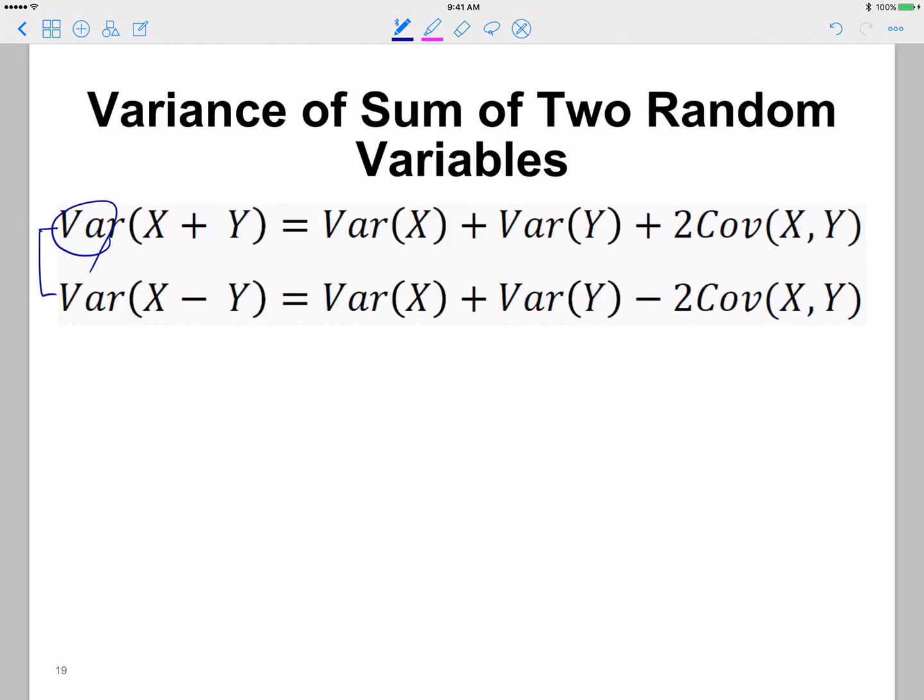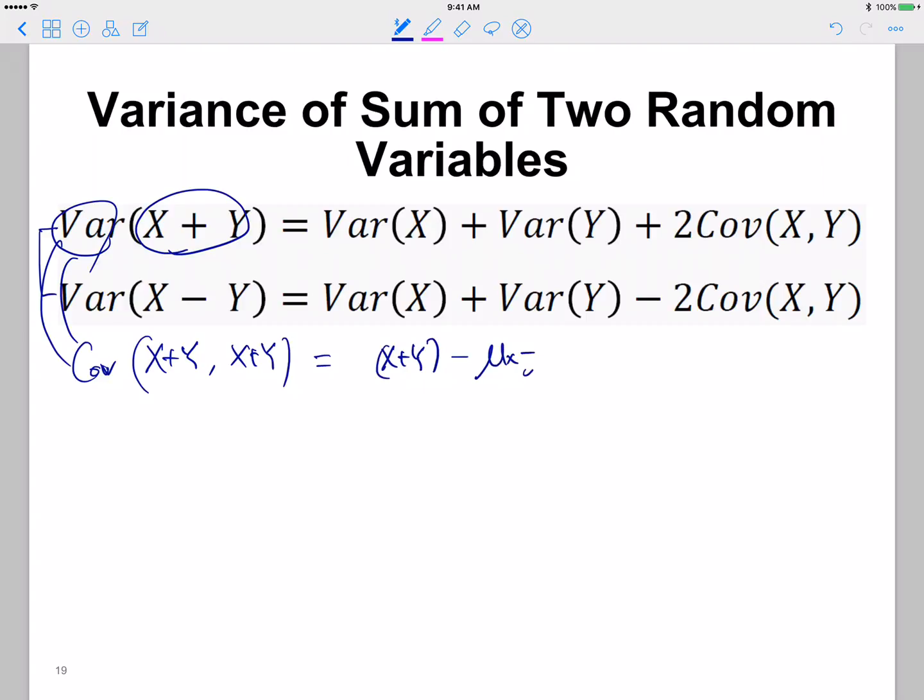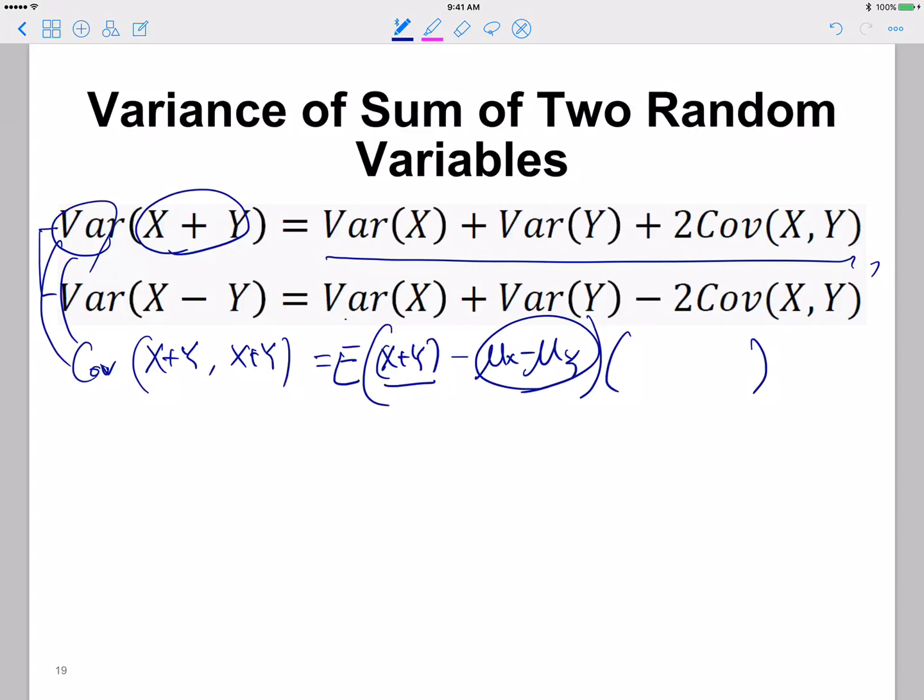So we now consider the variance of x plus y. We have the two variables x plus y, and its covariance is the same as this variance. We think of mu x plus mu y, because this part will be the mean of this part. We multiply them twice and then compute this expectation, and then you can easily derive this formula.